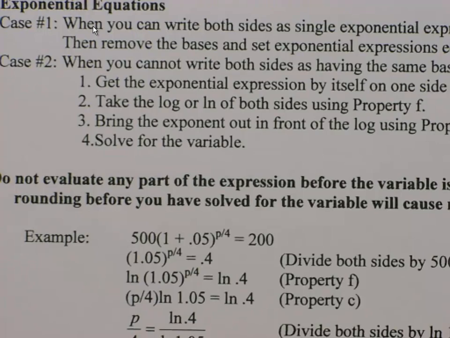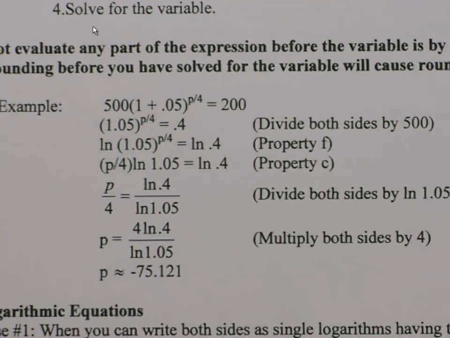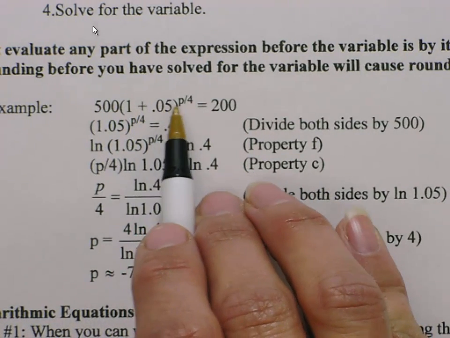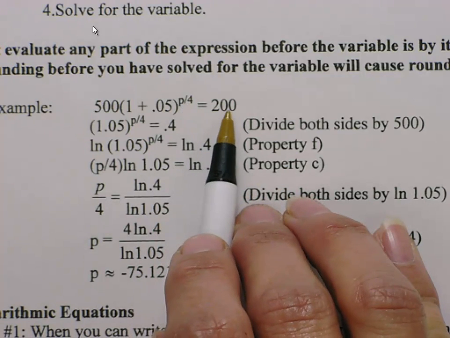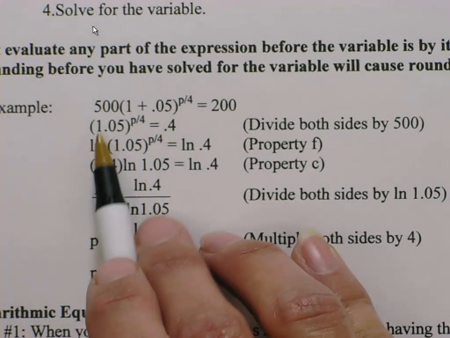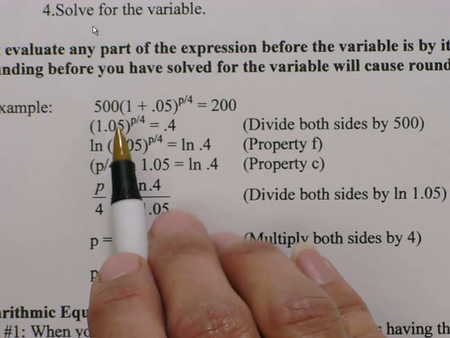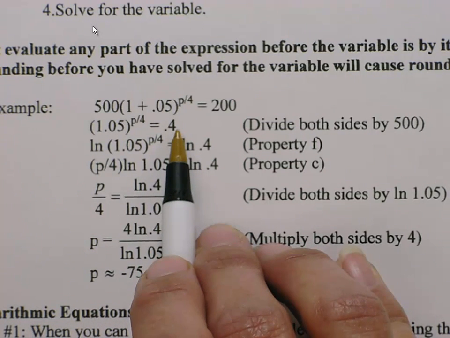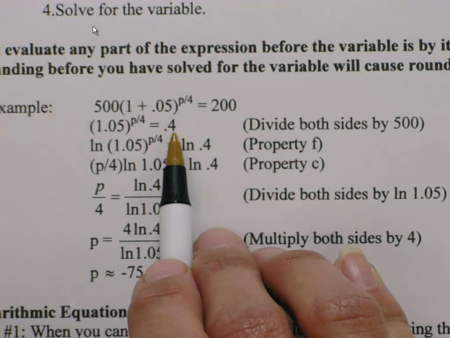All right, I've typed up one beautiful example for you, and then we'll work some others. 500 times 1 plus 0.05 to the p over 4 equals 200. That's an exponential expression. I can't really tell whether or not I can write both sides having the same base until I get the exponential expression by itself. So the first thing I do is divide both sides by 500. Since 200 divided by 500 is a terminating decimal, I'll write it as a decimal. But if that were 200 over 300, I would not write it as a decimal. I'd reduce it to 2/3, but I'd leave it a fraction.